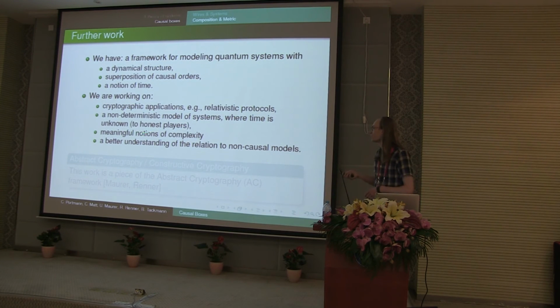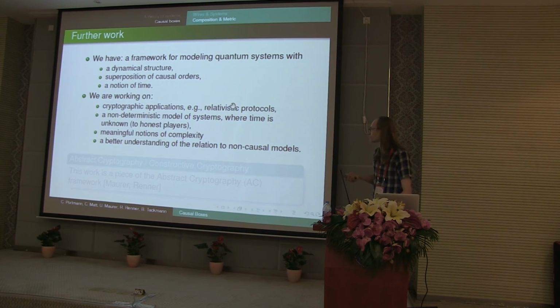It isn't really clear how to define complexity in such a framework. The standard notion of classical complexity, counting gates, doesn't seem to make much sense, because now you might have a gate which is in a superposition of being used or not. So maybe you need more physical properties like energy or time, which is actually well defined in this case. And we're also trying to understand better the relation to these non-causal models, exactly what is included in this model and what is not included.